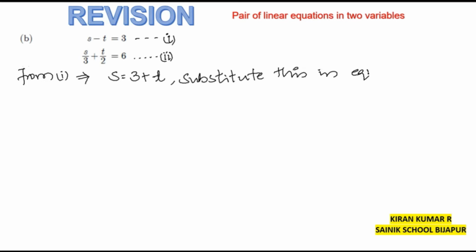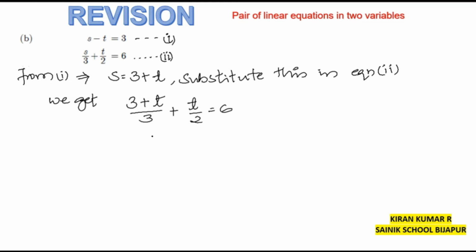In equation 2, in the place of s we have to replace 3 plus t. So we get (3 plus t) divided by 3 plus t by 2 equal to 6.